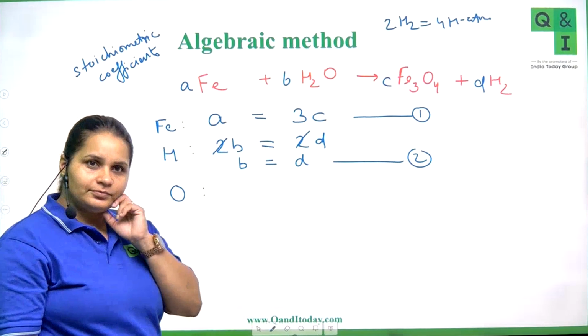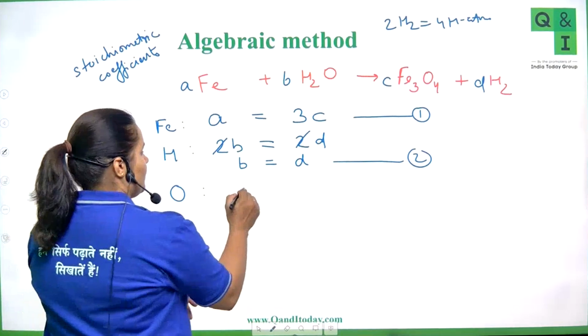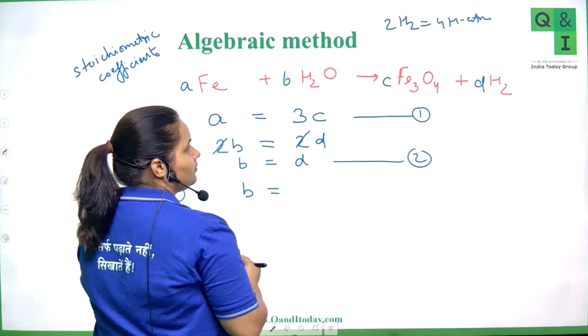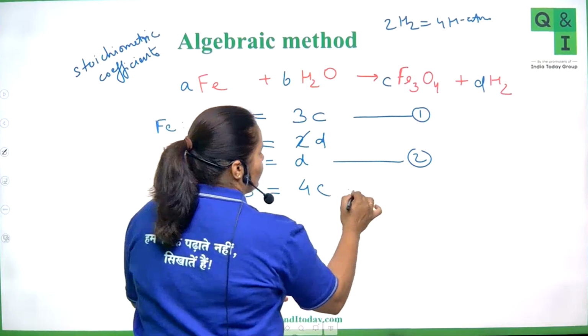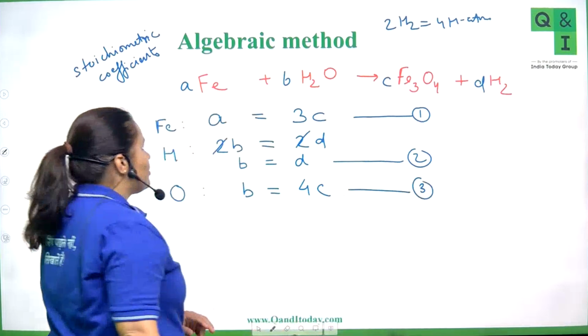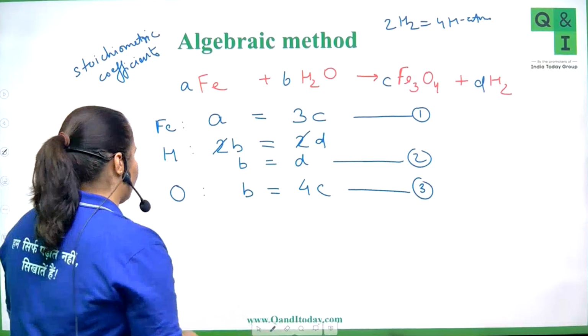Oxygen. B is equal to 4C. Yeah, it is 4C. So that's our third equation. So now with the help of these equations, I'm going to find out the value of each one of them.